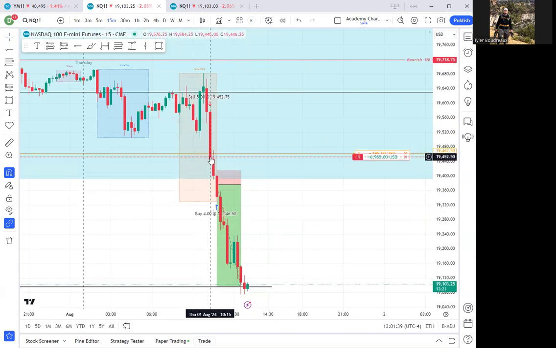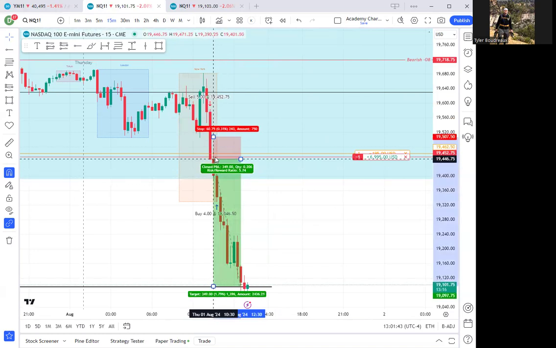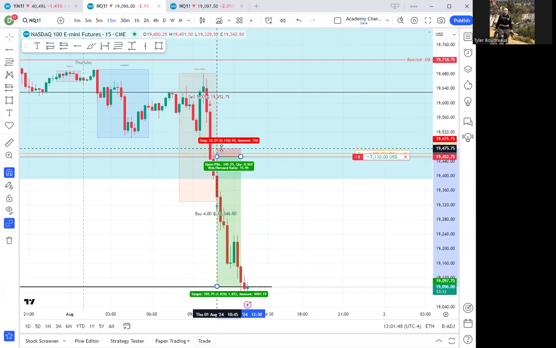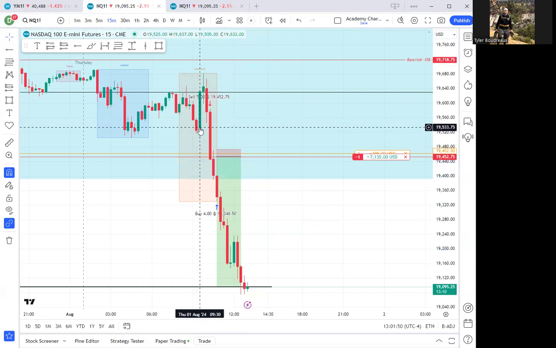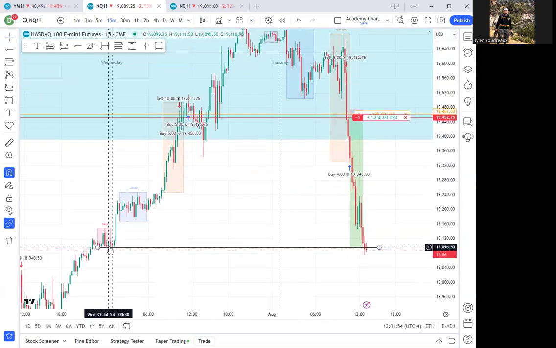452. Yeah, so we entered right here. I believe we just put our stop above that 15-minute candle right there. We didn't even want to see it come back into this fair value gap, and it just left. Took some partials there and let the rest run to that previous daily low.